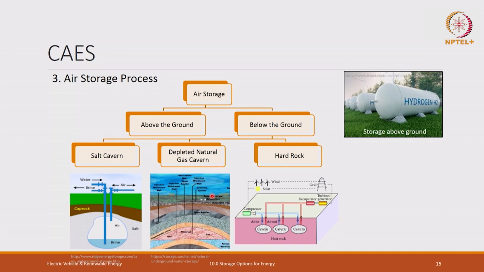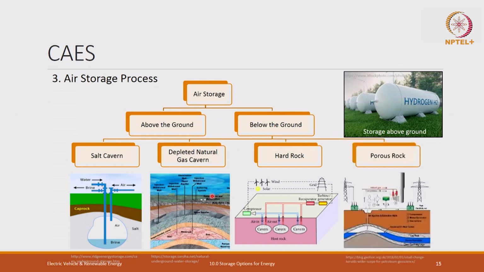The problem is the efficiency. The efficiency of the system is approximately 60% round trip efficiency. So you lose 40% of the energy in the process, and that's what makes it not so economically viable as of today. In future, yes, it can be. Then you also have porous rock beds, from where we get oils and all those things.